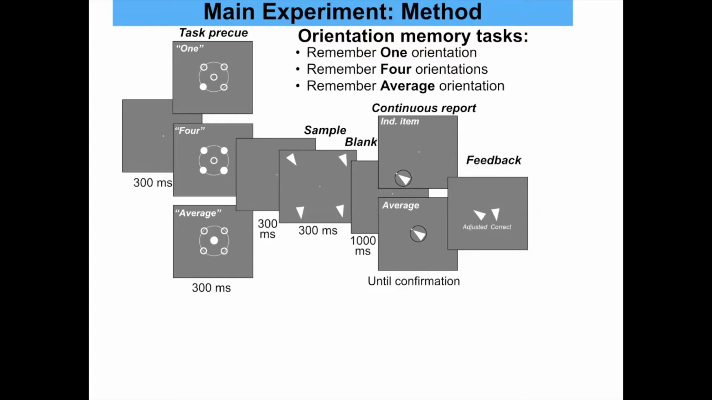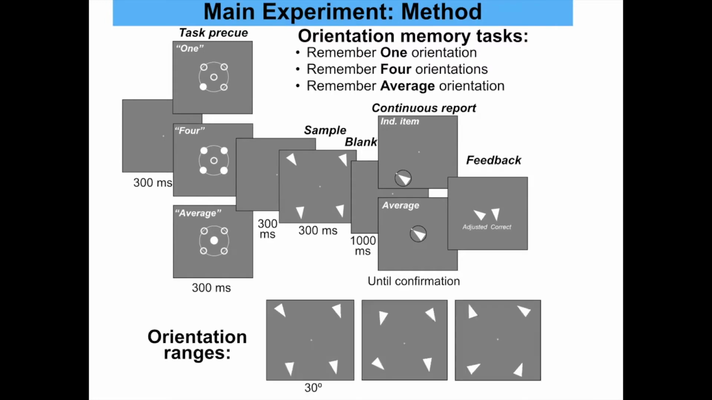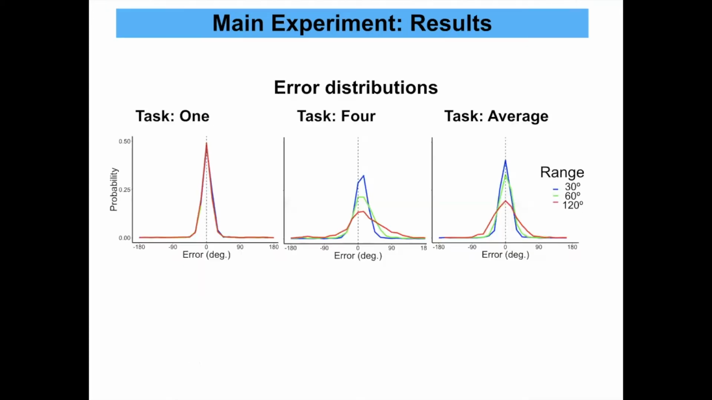We had 3 ranges of orientations, 30, 60, and 120 degrees, which provided the goodness of ensemble organization by similarity. Results. We analyzed the error distributions in the orientation space, and this is our data for all tasks and ranges. 0 means correct answer. Note that for individual items, that is 1 and 4 tasks, we plot the error such that a positive direction is always toward ensemble mean and negative is always away from that mean.